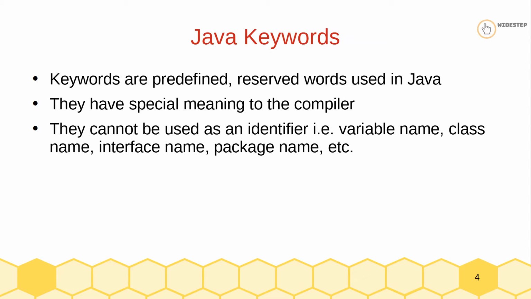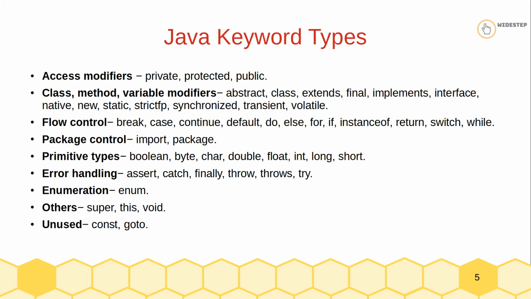Okay, so that's basically the definition of Java keywords in Java programming language. So let's move to the next slide. What are the Java keyword types? Actually, Java keywords can be categorized into different types. For example, we have the access modifier concept in Java programming language. In order to define an access modifier, we use private, protected, default, such keywords.